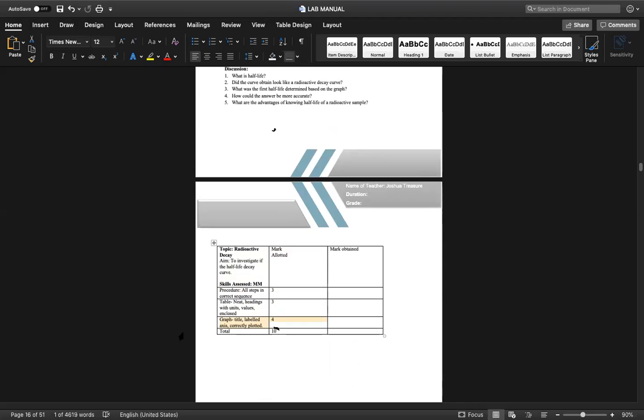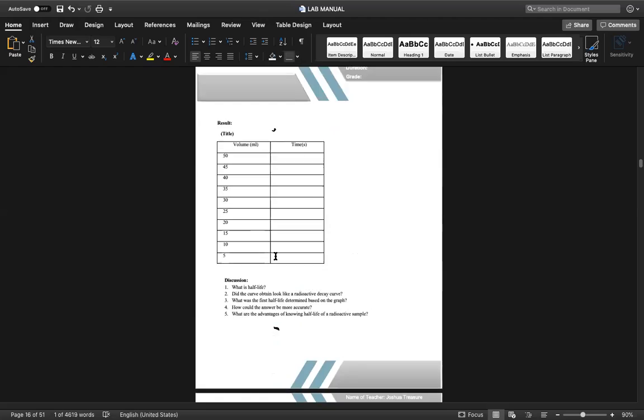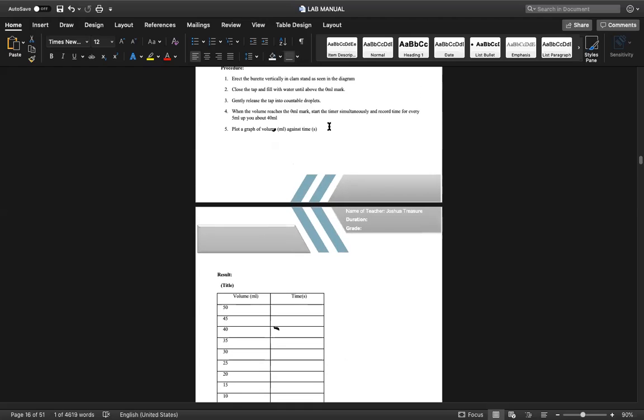All right, so how does the graph go again? The graph is volume against time. So what would be on your y-axis? Volume. Exactly. So always the first one that pops up, that is your y. So y-axis volume, x-axis time. And it should look something like this, based on the results.